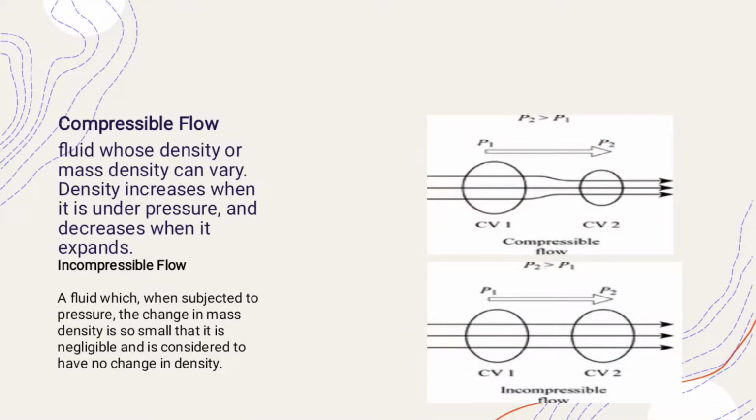Compressible flow. A fluid where density or mass density can vary. Density increases when it is under pressure and decreases when it expands. Incompressible flow: a fluid which, when subjected to pressure, has a change in mass density so small that it is negligible and is considered to have no change in density. All is shown in the figures on the right side.